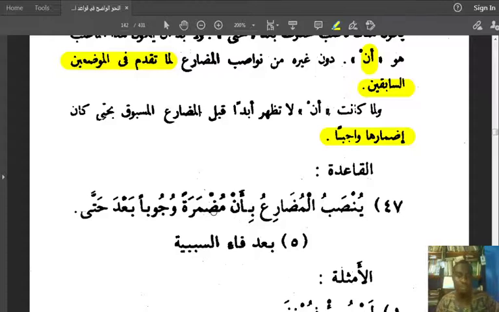ينصب المضارع بأن مضمرة وجوبا بعد حتى. This is the ruling. It will be good if you are able to memorize the rulings. Amazing. You realize that you have a lot of grammar fixed up in your head. The basic rule is a simple sentence here: ينصب المضارع بأن مضمرة وجوبا بعد حتى. A fi'l mudari that comes after hatta is made mansub not by the hatta but by a particular an which is compulsorily hidden, an mudmaratan wujuban.